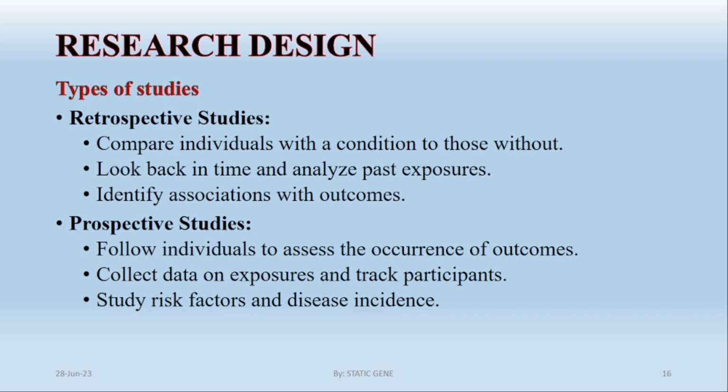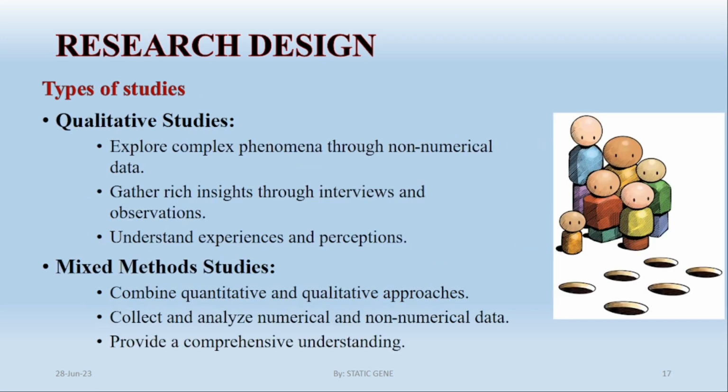In these studies, individuals assess the occurrence of outcomes. Okay, they collect data on exposure and track participants. For example, a disease outbreak. For example, COVID-19. We followed up COVID-19, the infection rate, the transmission rate, recovery rate. That was a prospective study. So you should be asking yourself, where does this study fall?